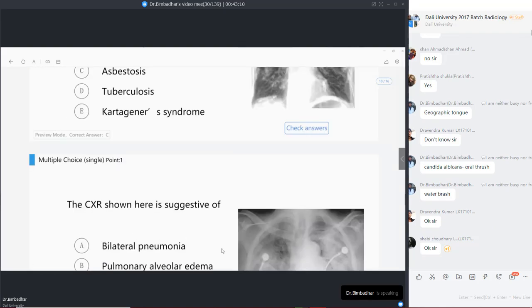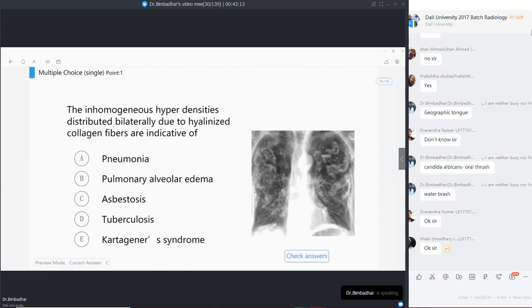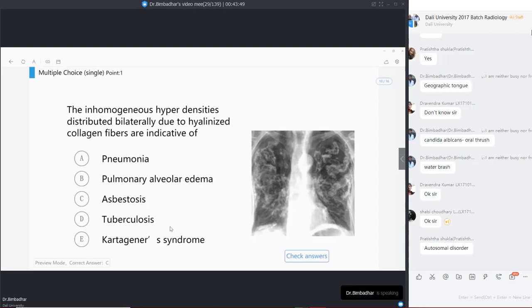Let me try to clear some of your doubts here. Can somebody tell me what is this Cartagener syndrome? I think I also told you about this condition, but I guess most of you don't remember this one. Indian students have to certainly remember this syndrome's name, because most of the doctors always want to ask a question about this one. Cartagener syndrome. Can anybody remember what it is?